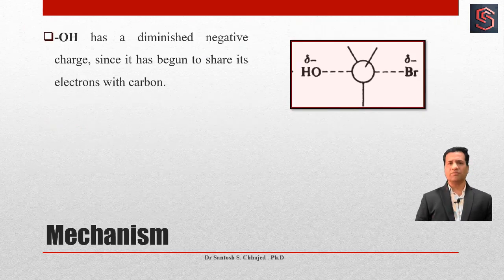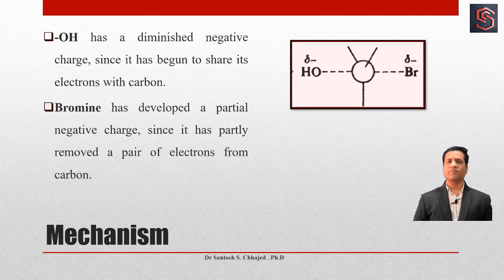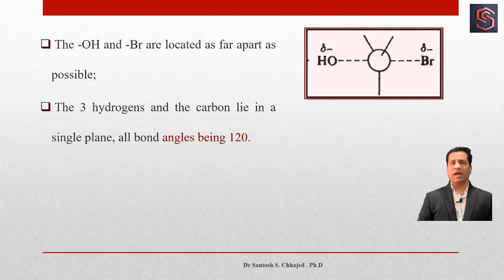In continuation to the mechanism, there are certain aspects we must discuss. When the nucleophile is generated from NaOH, it has a full negative charge because of excess electrons, and this negative charge starts diminishing when OH minus coordinates its electrons to the electron deficient carbon. This negative charge on OH diminishes slowly, and when the bromide ion starts departing from the carbon, it starts developing a negative charge. It is said that bromide has started developing a partial negative charge slowly. Now the OH minus and Br are located as far apart as possible.